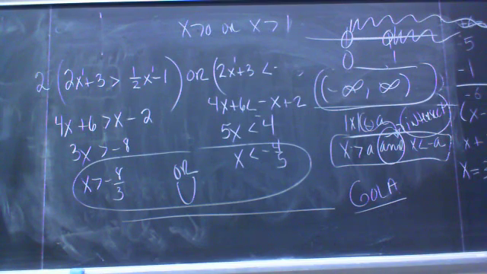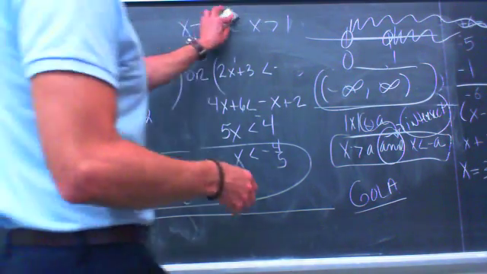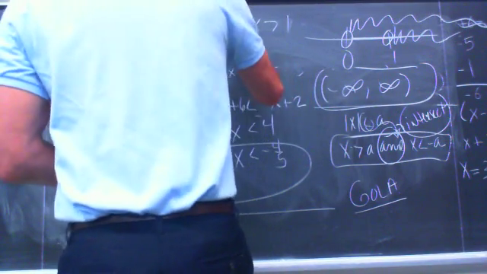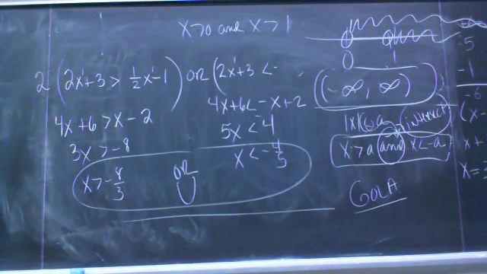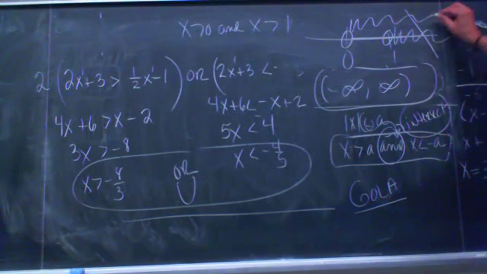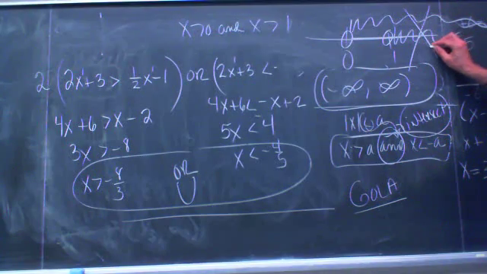Now hold on. What if I say and? The numbers have to be greater than 0 and greater than 1. The answer is not that number. It's what? Very good. It's from 1 to infinity. It's where they overlap. It's where they intersect.